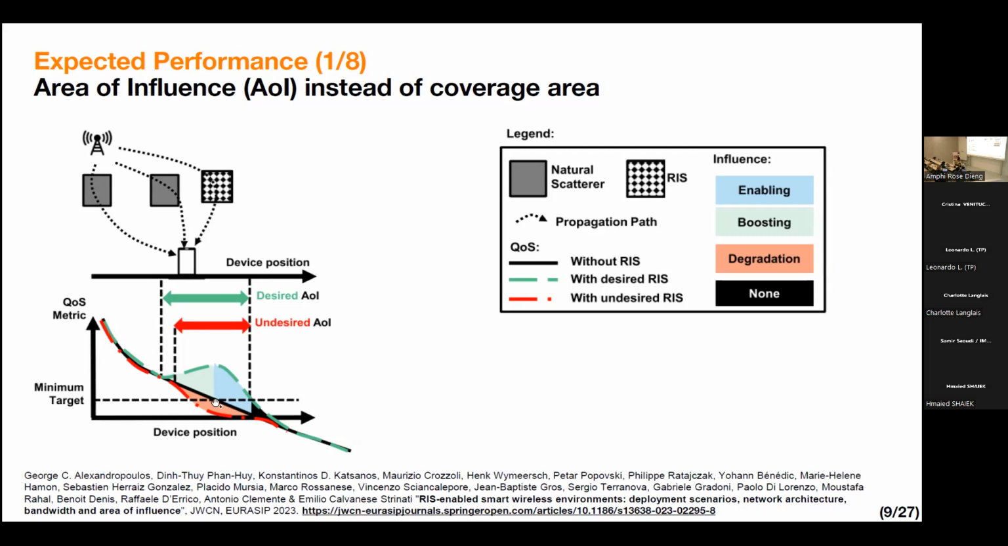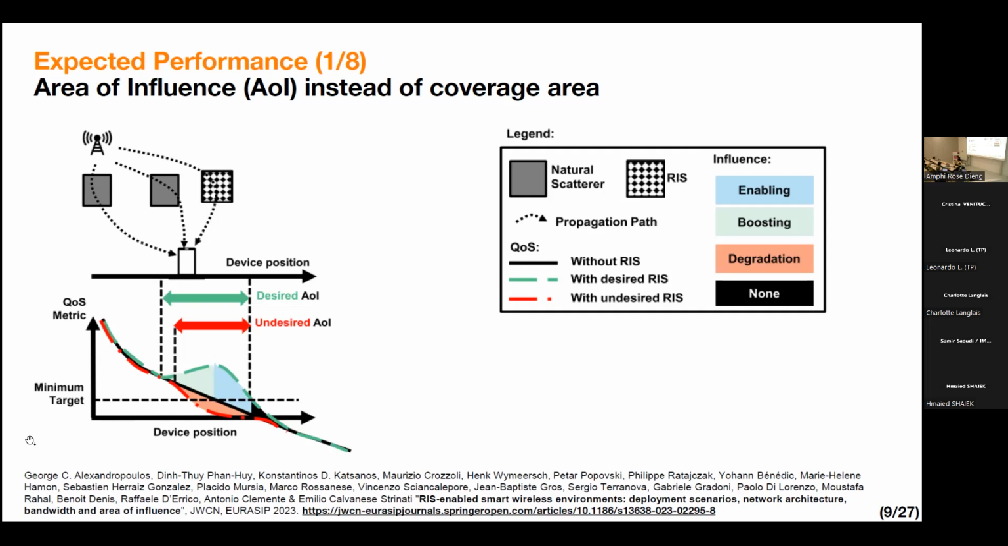So we can see two kinds of areas. Here, we already were inside the coverage, and we are boosting the coverage. We are improving the quality of service. Here, we were out of coverage. We were below the target minimum, and we are enabling the service. So there are always two kinds of AOI, area of influence: boosting and enabling.